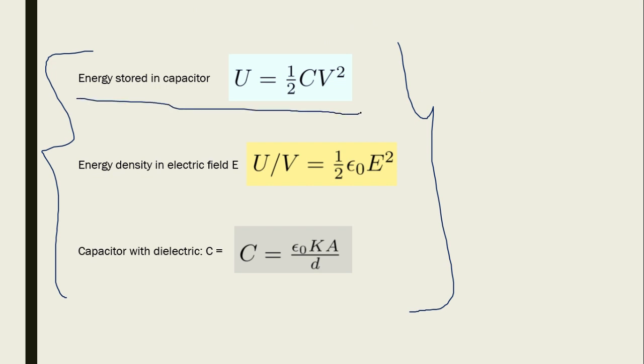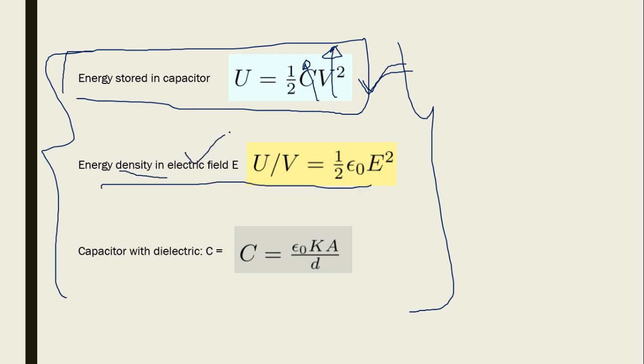Energy stored in a capacitor is given by U equals half into C V square, where C is capacitance and V is potential difference. These kinds of questions will be asked directly. You just have to substitute the values and you will get the answer. Energy density in an electric field is given by u equals U upon V, which equals half into permittivity into E square. For a capacitor with dielectric, C equals epsilon naught K A upon D, where K is known as the dielectric constant. This is up to now.